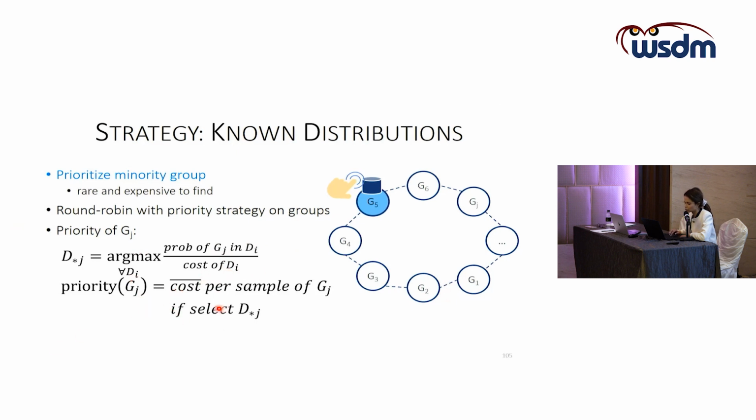The priority of the group is basically the expected cost per sample of the group if its best sources are selected.